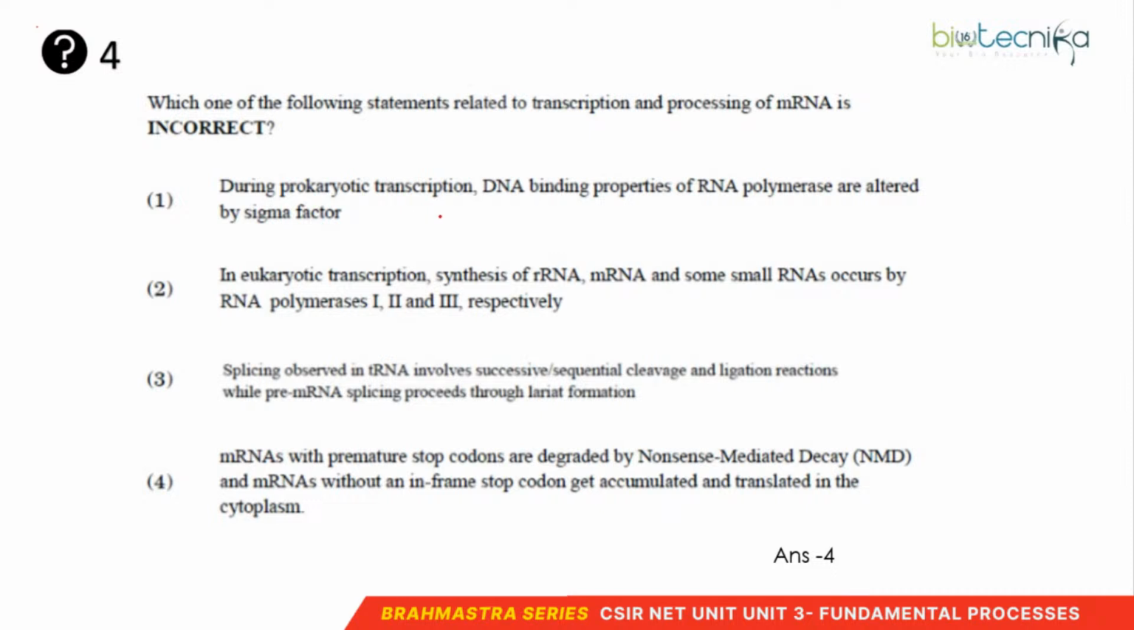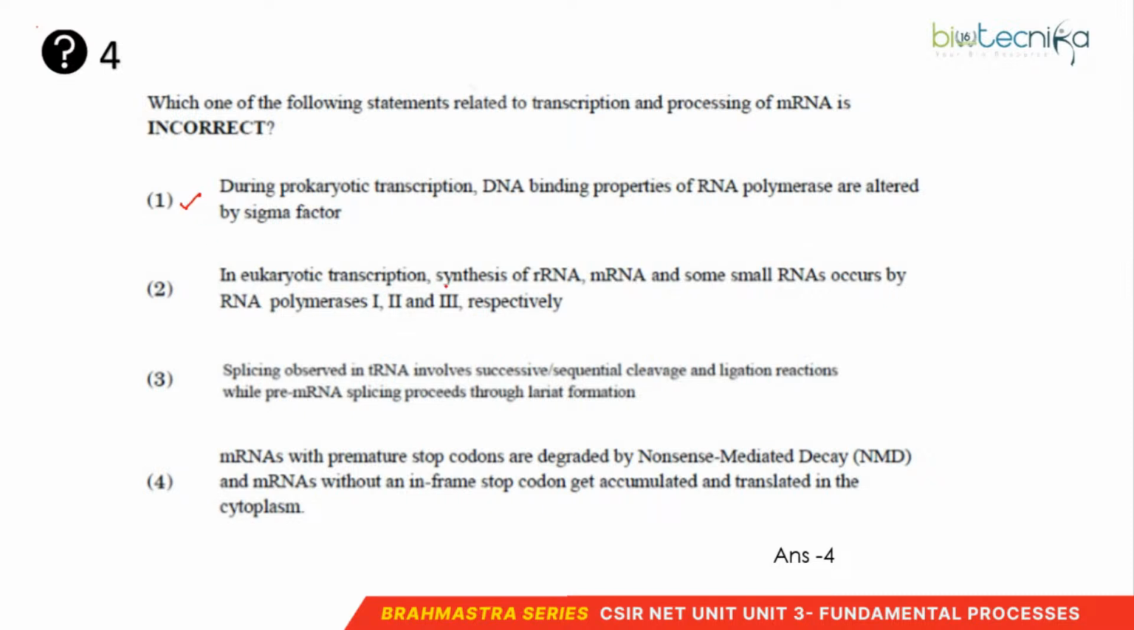During prokaryotic transcription, DNA binding properties of RNA polymerase are altered by sigma factor. Is it so? Yes, it is. Because without sigma factor, the holoenzyme cannot bind. Remember, you have the alpha, beta, beta prime, right? Those factors cannot bind to the promoter site until and unless sigma factor binds. Okay, so this is a correct statement.